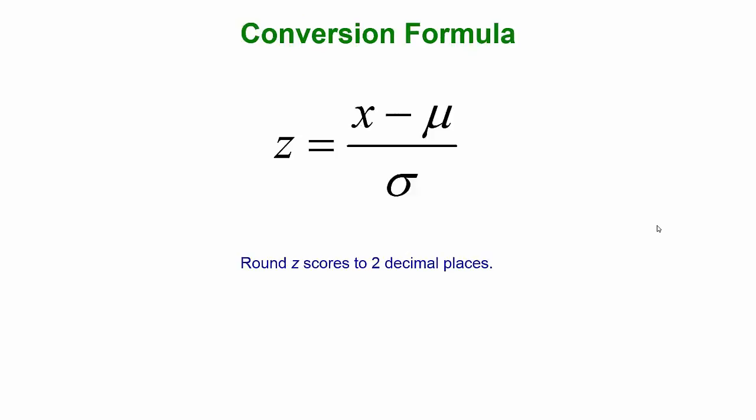This is our conversion formula. We want to convert our data value to a z-score so that we can plot it on the standard z-axis. So the z-score formula is z equals x minus mu divided by sigma. So we're taking x, which is our data value, and we're subtracting the mean from it. And then we divide by the standard deviation. Always round z-scores to 2 decimal places because that's the way we look them up in our table.